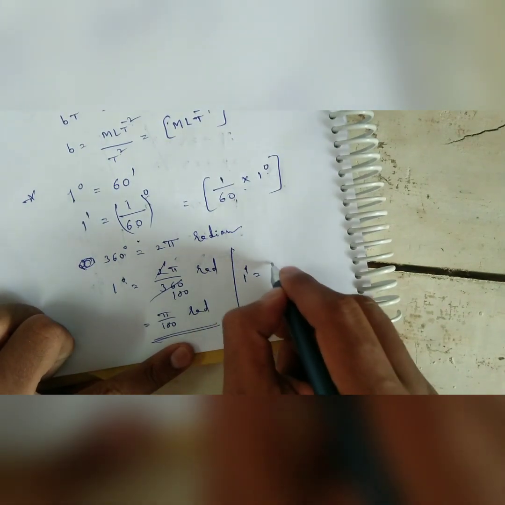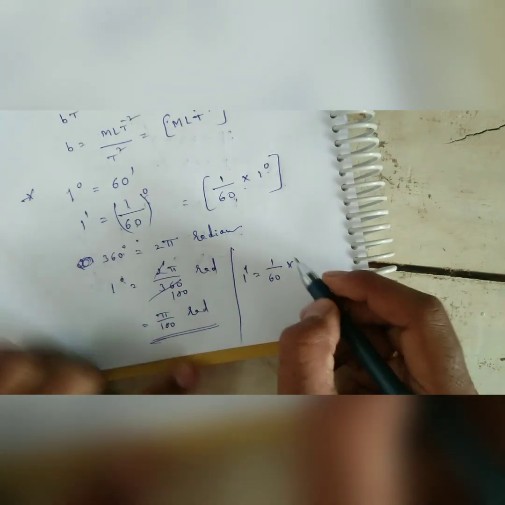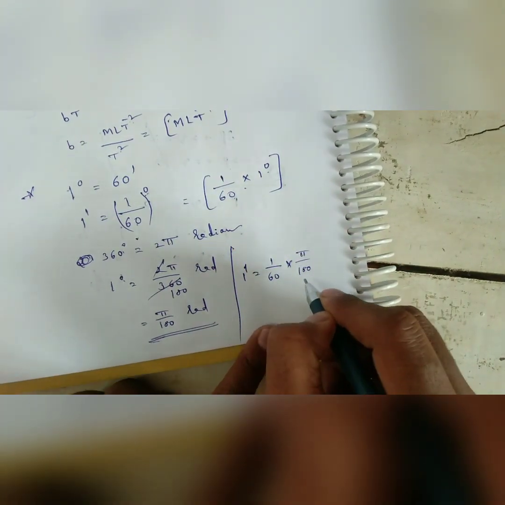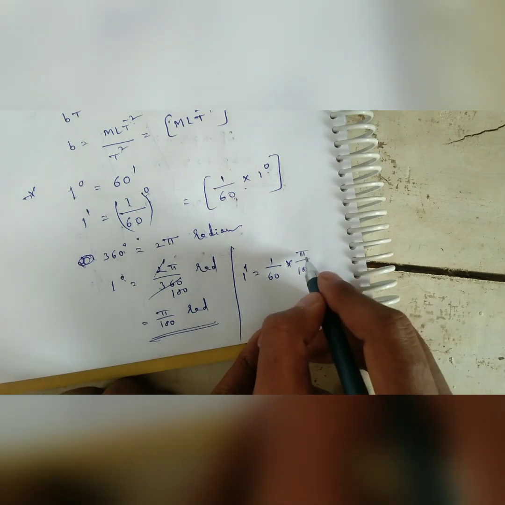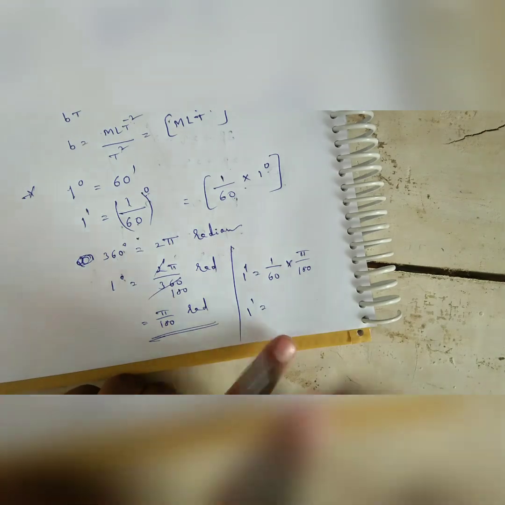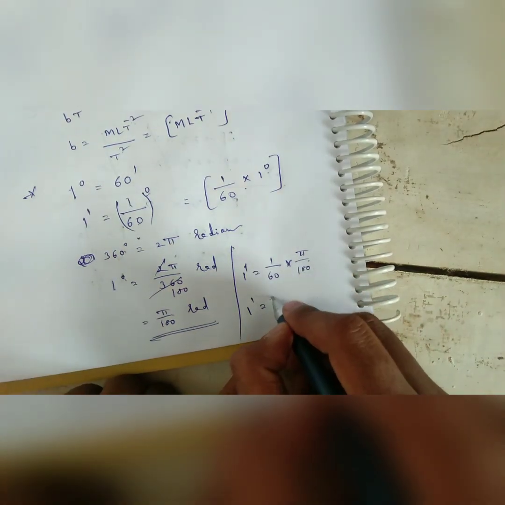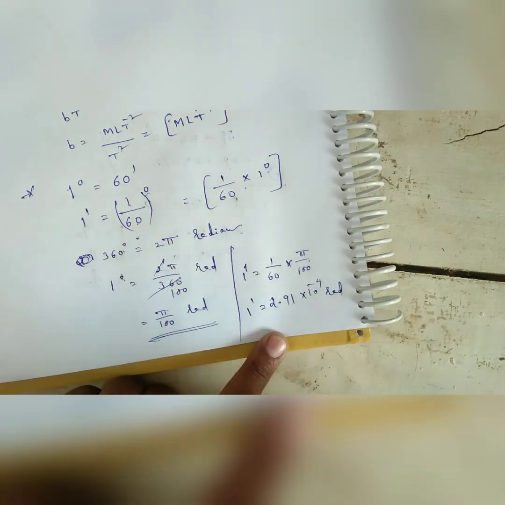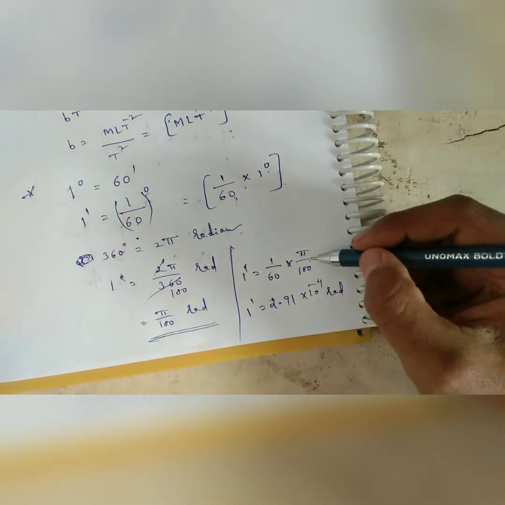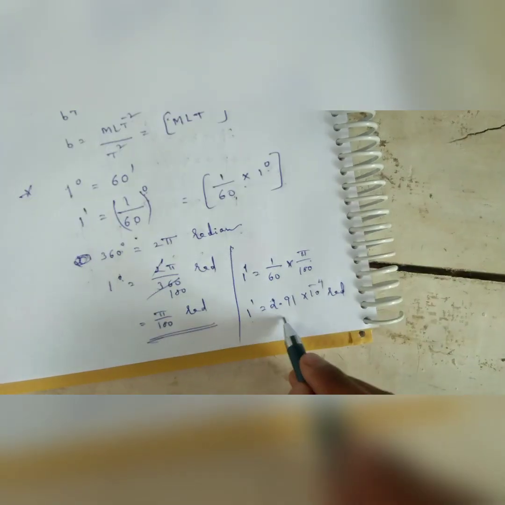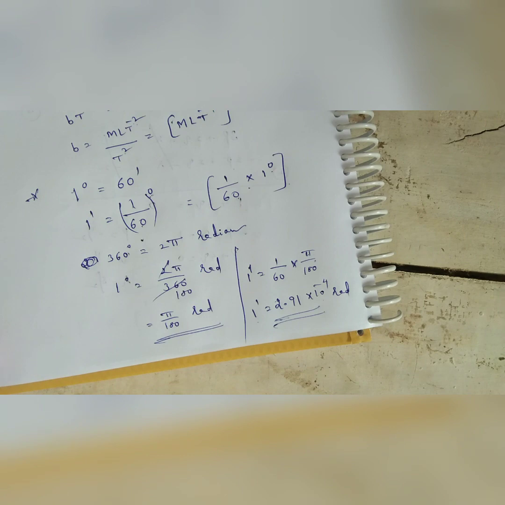So 1 minute is equal to 1 by 60 into 1 degree, replace with pi by 180. Pi by 180. And if you calculate with pi equal to 22 by 7 or 3.14, then that value becomes 2.91 into 10 power minus 4 radian. If you calculate the entire part after substituting the pi value as 22 by 7 or 3.14, then 1 minute is equal to 2.91 into 10 power minus 4.